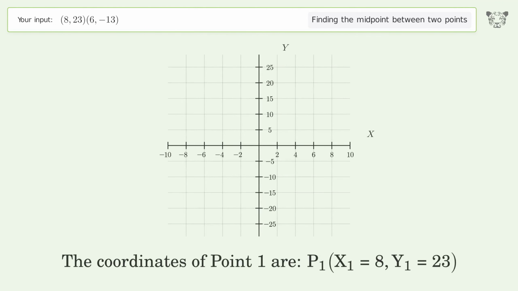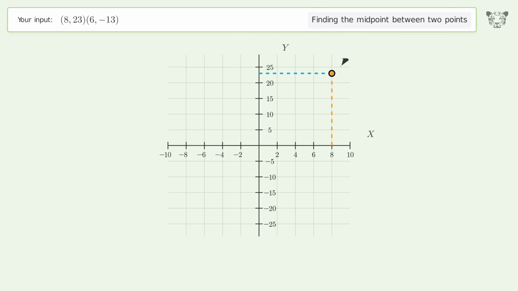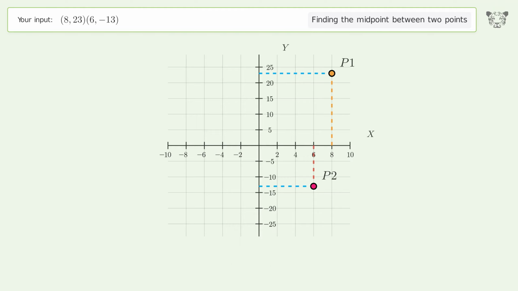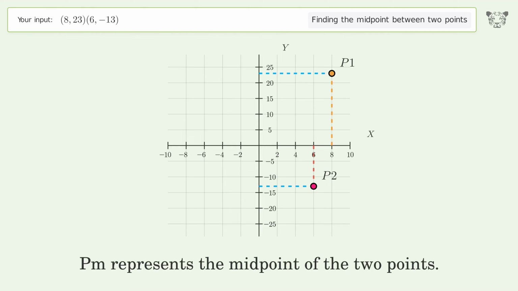The coordinates of point 1 are, x1 equals 8, y1 equals 23. The coordinates of point 2 are, x2 equals 6, y2 equals -13. PM represents the midpoint of the 2 points.